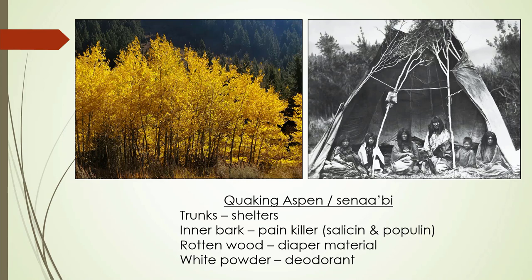Aspen is a member of the poplar family, along with cottonwoods and willows, some other species as well. And all those species contain salicin and populin. Both salicin and populin are painkillers, and they were the antecedents to aspirin. So native folks would peel off the coarse outer bark of quaking aspen and willows and get that inner bark, and then they would chew on that, and it would be a pain relief for them.